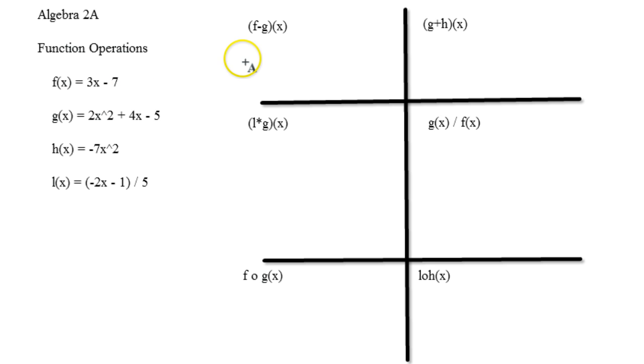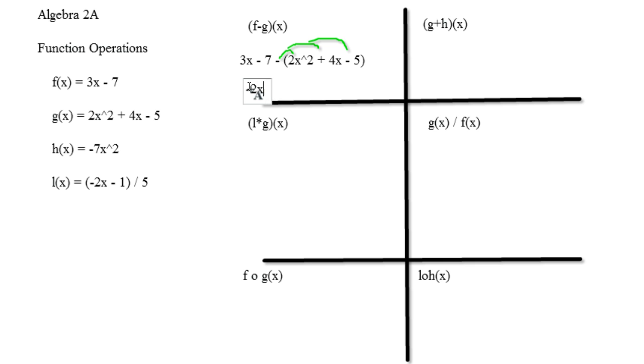So basically, if you just follow this operation, when you see f minus g of x, you're just going to take this function and you're going to minus this function. So you're going to go 3x minus 7 minus parentheses 2x squared plus 4x minus 5. Now what you can do, and I highly recommend this, is distribute the negative to each spot and then start writing out and simplifying.